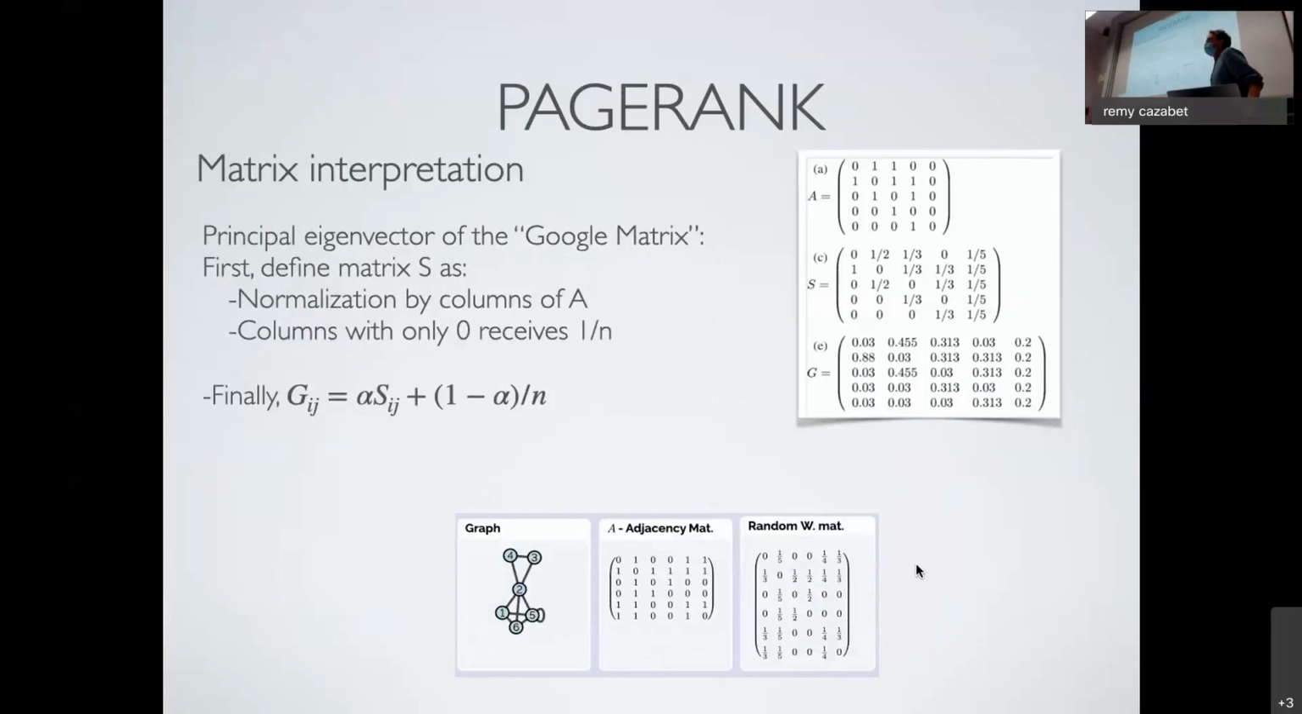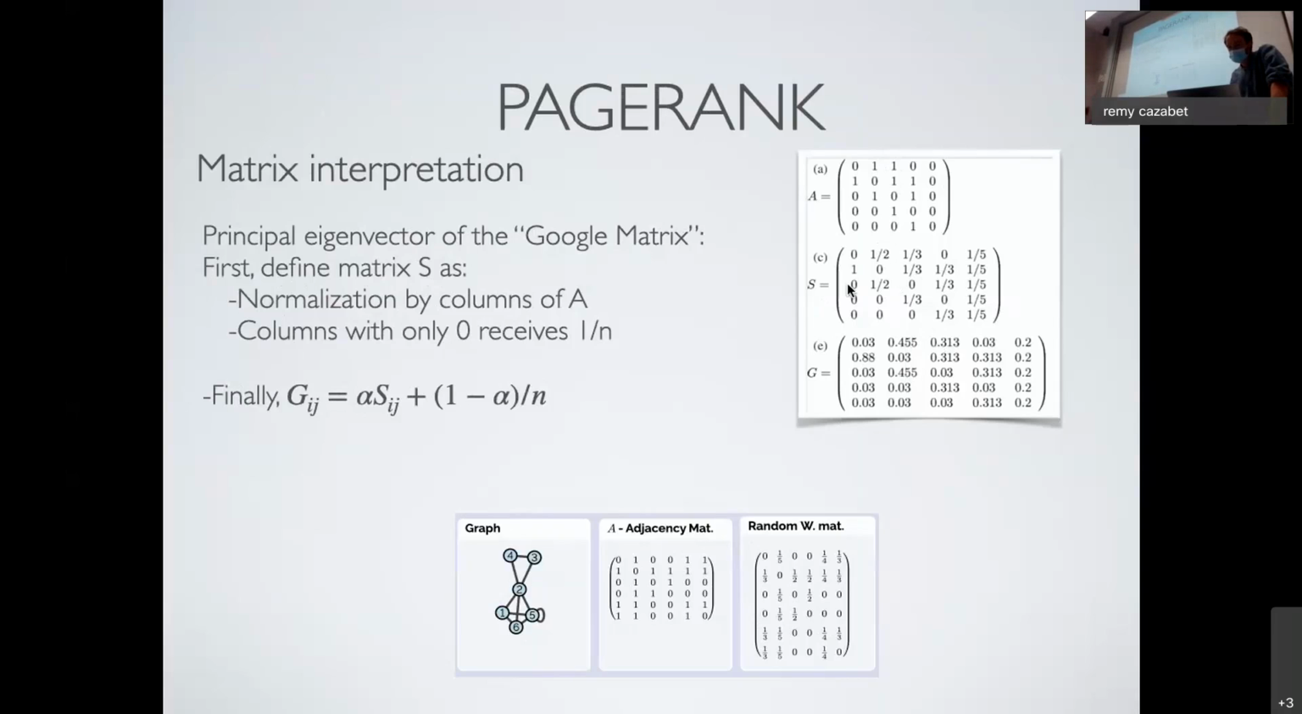It has also a matrix interpretation, which is actually called even now in the literature the Google matrix. The idea is that you normalize your matrix, you create a matrix S, which is normalized by column. So if you have 2 ones in a column, it becomes 1/2 and 1/2. If you have 3 values, it becomes 1/3 for every one of them, or 1/5 if you have five like this.